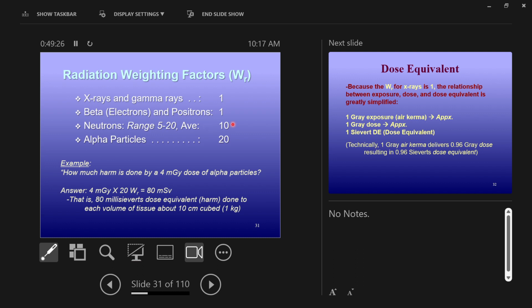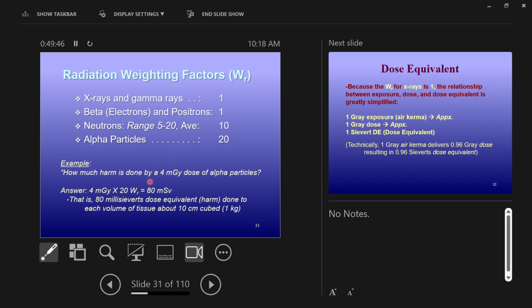That's the idea here when talking about the radiation weighting factor. You're saying this type of radiation is more harmful than X-rays. Here's how many times more harmful it is. Neutrons, 5 to 20 times more harmful. Alpha radiation is just 20 times more harmful. Okay.